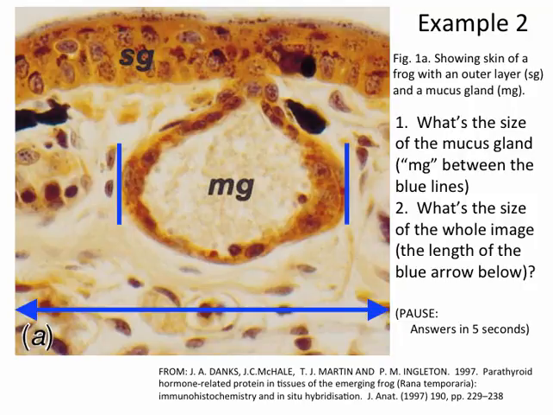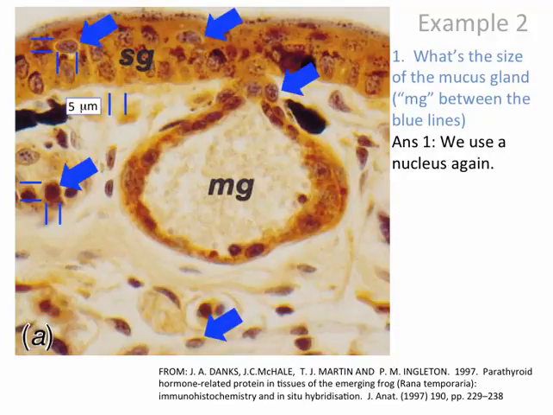For step 1, we can use a nucleus again. There are a lot of dark stained circles or ovals here that are almost certainly nuclei, 5 microns. Notice that some are a little longer and some are a little narrower. My estimate for 5 microns is sort of in the middle.